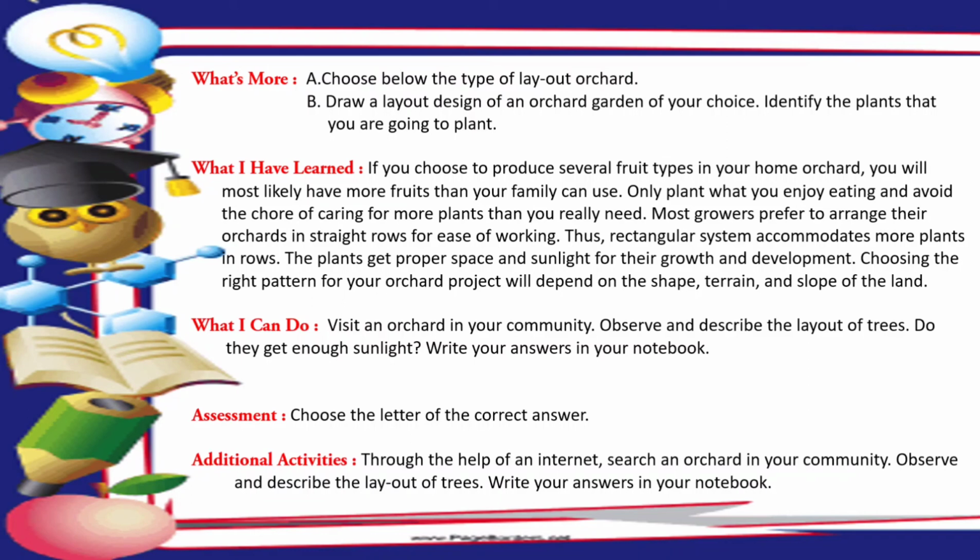What I can do: visit an orchard in your community, observe and describe the layout of trees. Do they get enough sunlight? Write your answer in your notebook. Assessment: choose the letter of the correct answer. Additional activities: with the help of the internet, search for an orchard in your community. Observe and describe the layout of the trees. Write your answer in your notebook.